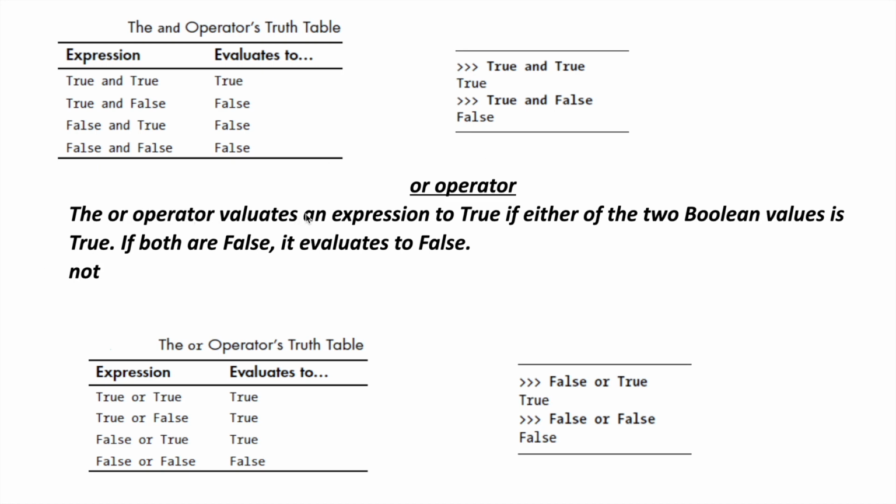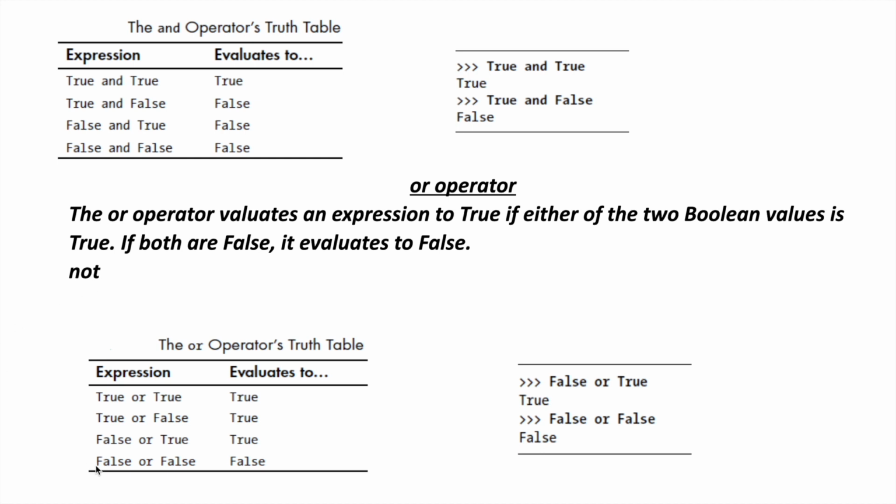The OR operator evaluates an expression to true if either of the two Boolean values is true. If both are false, it evaluates to false. In simple words, if both the values are false, the output is also false. All the other values are evaluated to true.